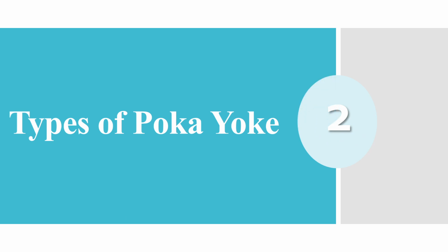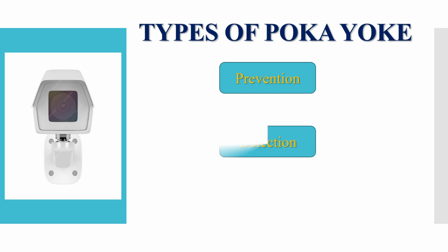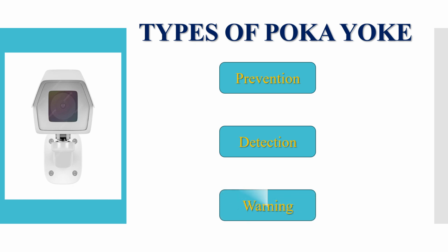Next is what are the different types of Poka Yoke. So basically there are three types of Poka Yoke. The first one is prevention Poka Yoke. This type of Poka Yoke will prevent the mistake from happening. Second is detection Poka Yoke. Detection Poka Yoke will detect the mistake once it happens. And third is warning Poka Yoke. Warning Poka Yoke will give a warning to the operator or the employees before any mistake happens. So these are three basic kinds of Poka Yoke. We will study the examples of this Poka Yoke in the subsequent slides.